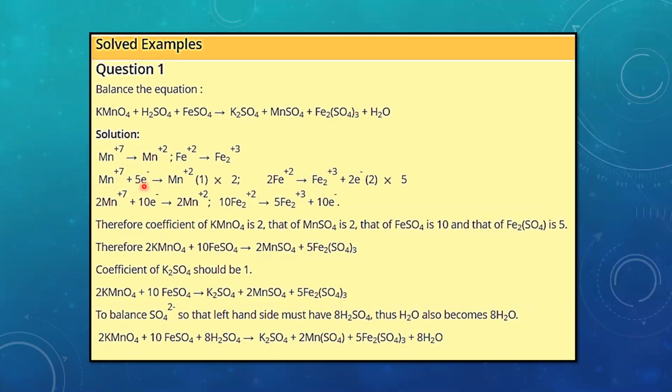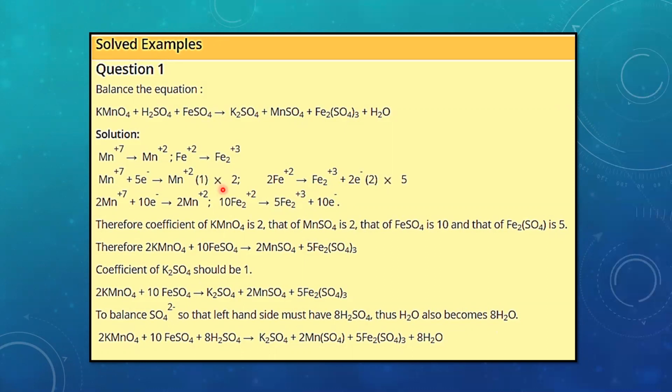Hence, as we told, Mn+7 is decreased by 5, so with 5 electrons it gives Mn+2. That means it is undergoing a reduction reaction. Whereas Fe is undergoing an oxidation reaction, hence 2 electrons. Now to balance the number, one is having 5 electrons and the other 2 electrons. Let's say Mn+7 plus 5 electrons gives Mn+2 as equation number 1, whereas Fe+2 to Fe2+3 plus 2 electrons as equation number 2. So let's balance the number of electrons.